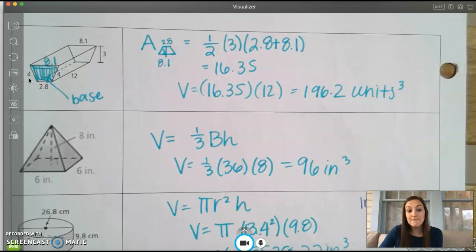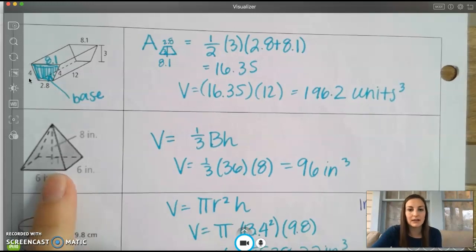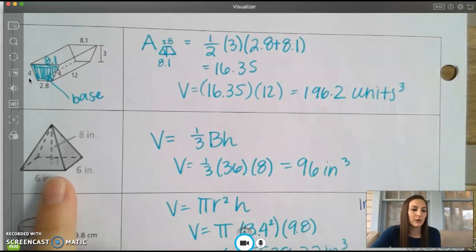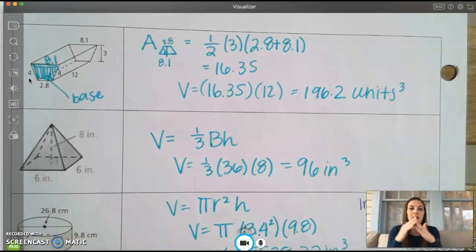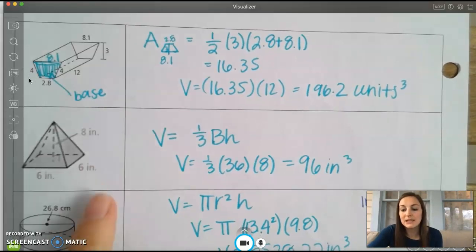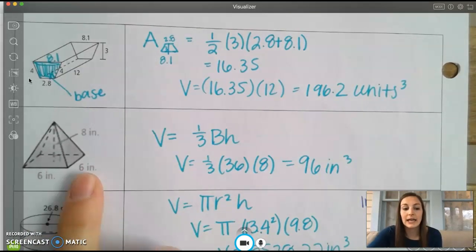Next, we have a pyramid, and this is a square pyramid, but this could be any shape. It could be an octagon, it could be a nonagon, a triangle, whatever that may be. And the sides are what come to a point. So we're looking specifically at our base of 6 by 6, and our height here is 8.